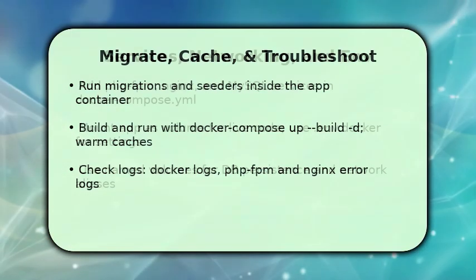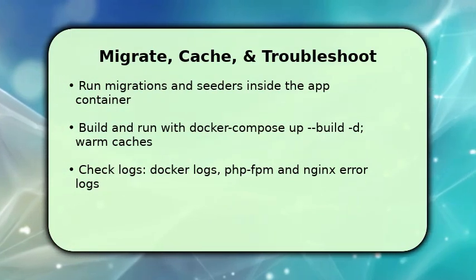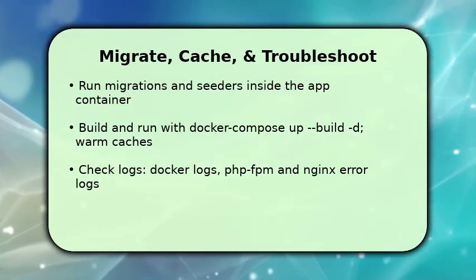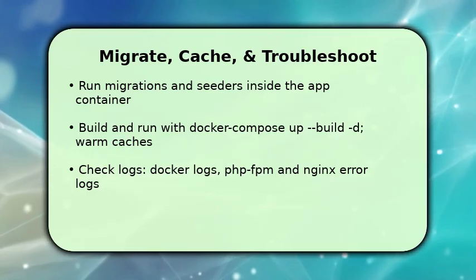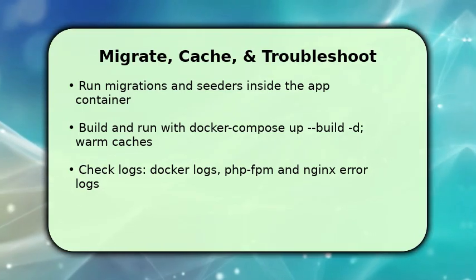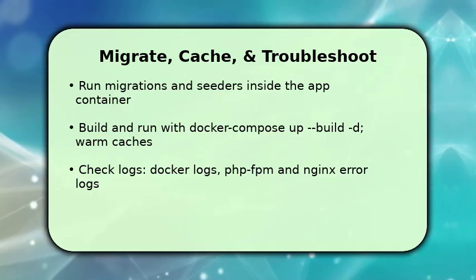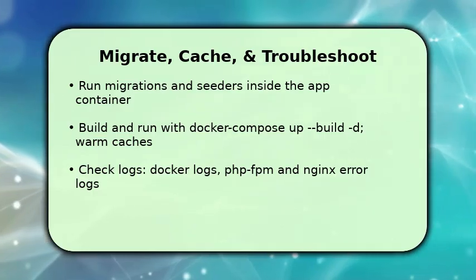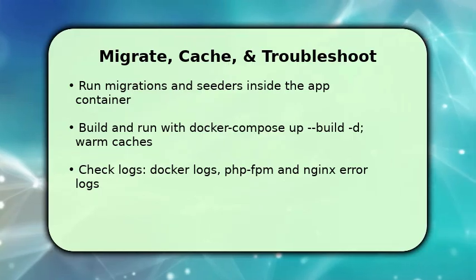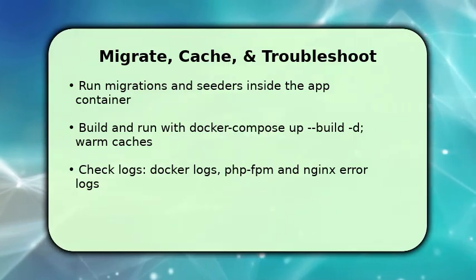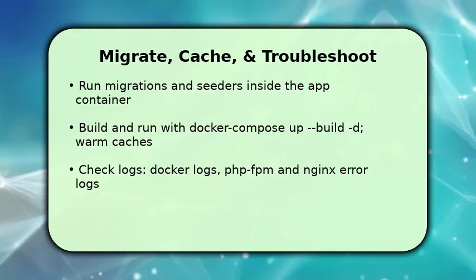To finish, run artisan migrate --force and artisan config:cache inside the app container so your schema and optimized settings are ready. Build and run with docker compose up --build -d and warm caches with route:cache and view:cache to improve performance. Make sure file permissions allow storage and bootstrap/cache to be written.